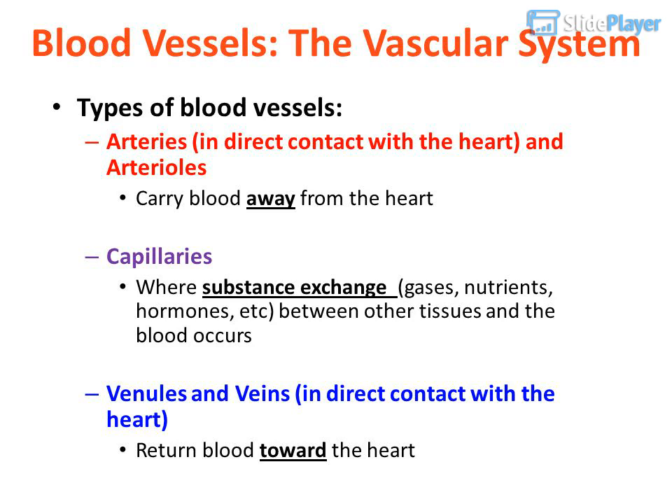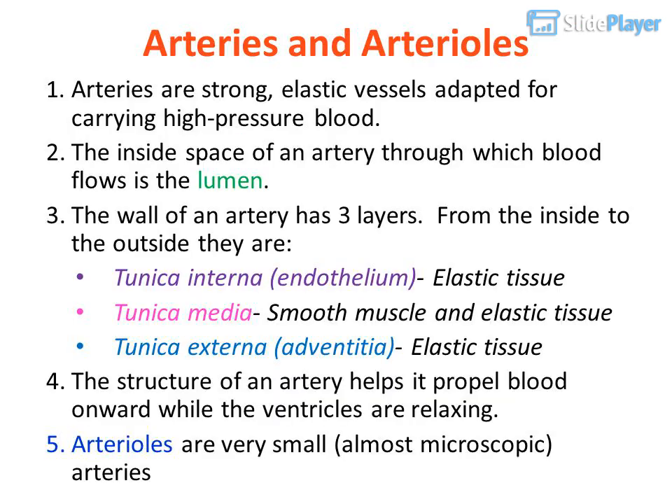Types of blood vessels. Arteries, in direct contact with the heart, and arterioles carry blood away from the heart. Capillaries, where substance exchange, gases, nutrients, hormones, etc., between other tissues and the blood occurs. Venules and veins, in direct contact with the heart, return blood toward the heart.